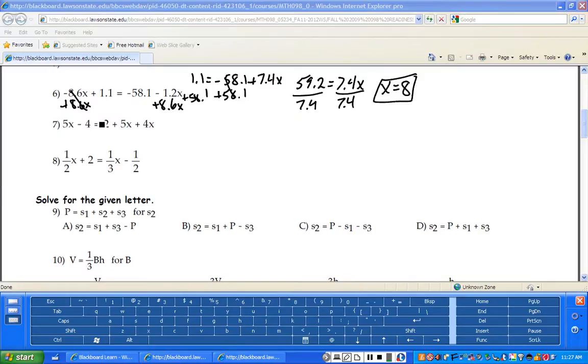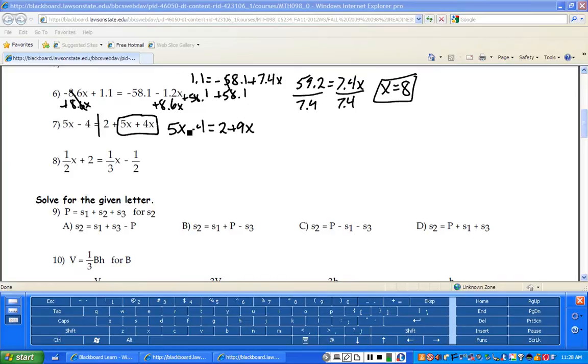Number 7, simplifying by combining like terms on the same side. So go ahead and combine those. 5x plus 4x is a 9x. So when you simplify, you end up with 5x minus 4, which is what you see over here on the left side, equals 2 plus 9x. Okay.